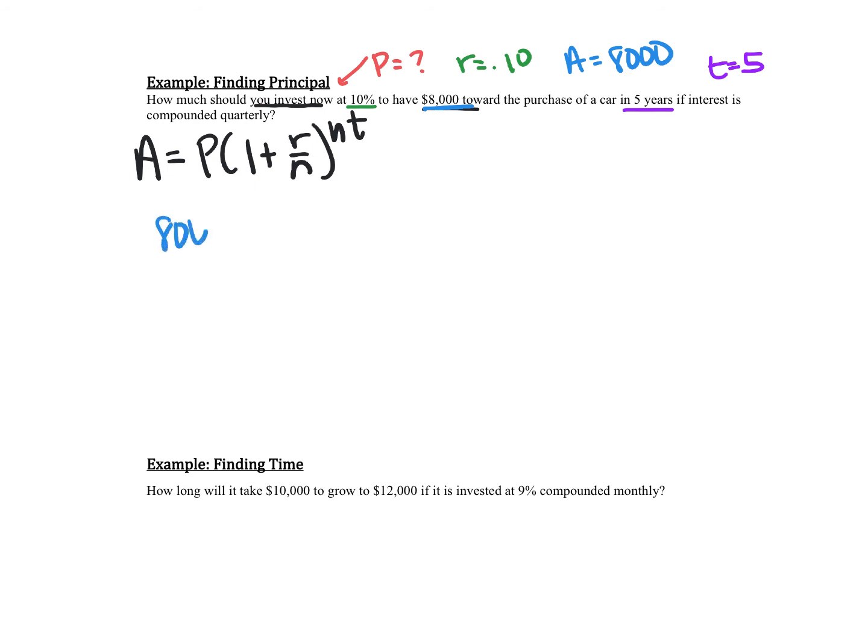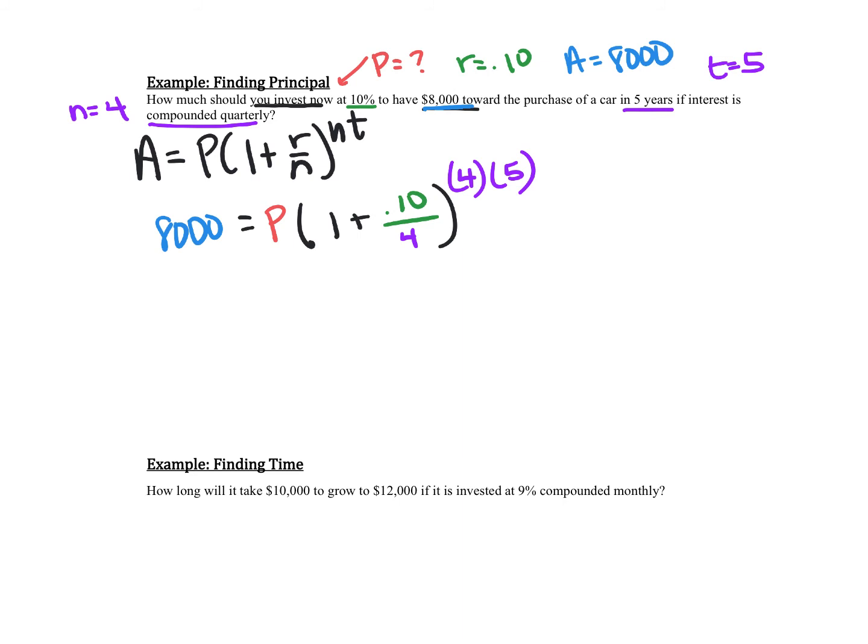So 8,000 is equal to P, which we don't know right now, times 1 plus my R, which is 0.1, over my N. And remember, we're compounding here quarterly, so my N has to equal 4. And it's raised to the N, which is 4, times the T, which is 5.